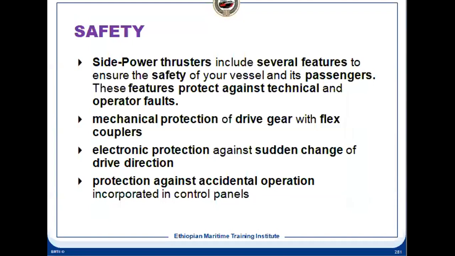It means if there is any fault, there is electronic protection for sudden change in direction. It means if you have to change the direction suddenly, that protection has to be there. And then protection against accidental operation, it means there should be some interlock so that accidental operation does not happen. And gear coupler protection should be there.